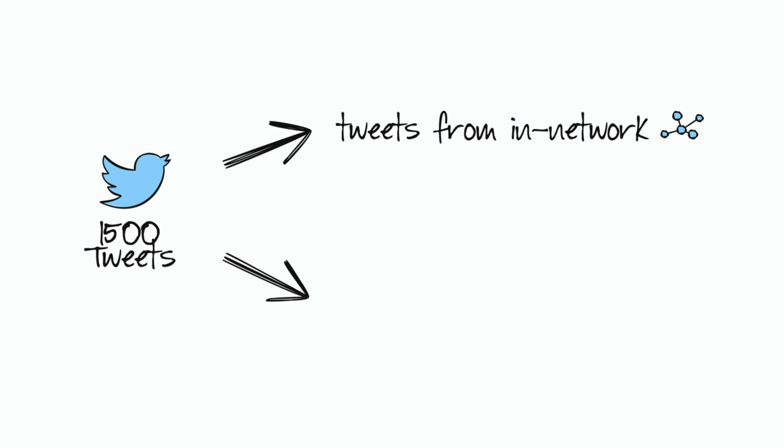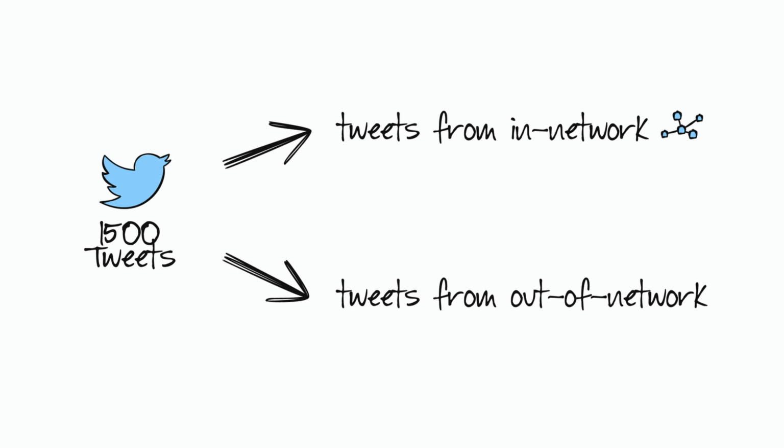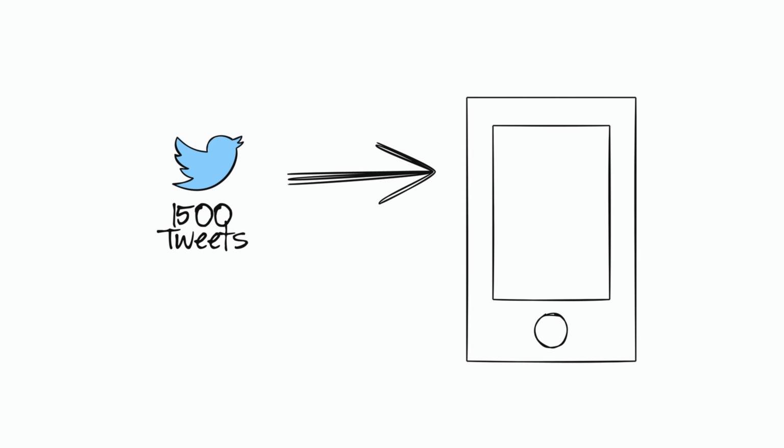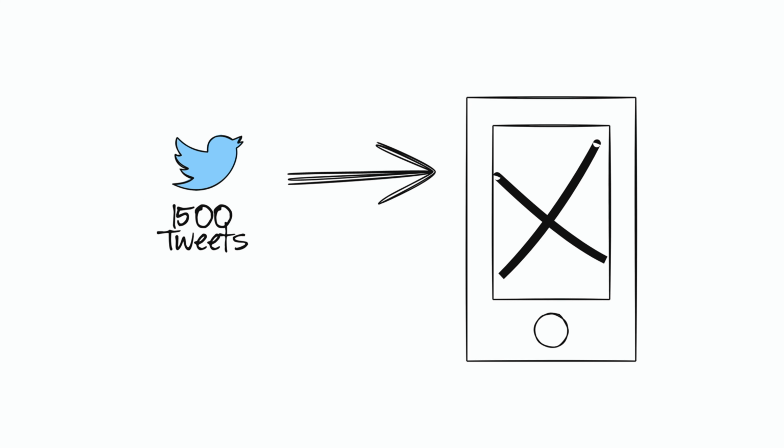It's tweets from people in your network and some tweets from people out of your network. Now with 1,500, you still aren't able to see all in your home feed. So there needs to be more filtering. We need to decide what tweets out of those 1,500 are the most important. This is where ranking comes in, and it's a pretty cool algorithm.